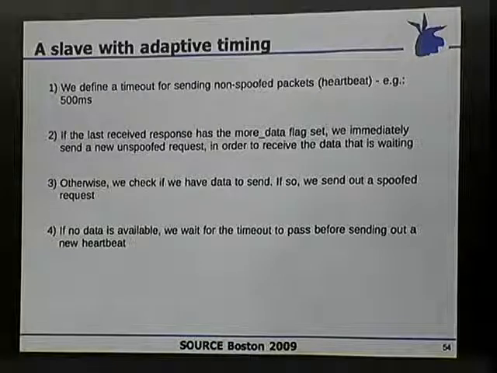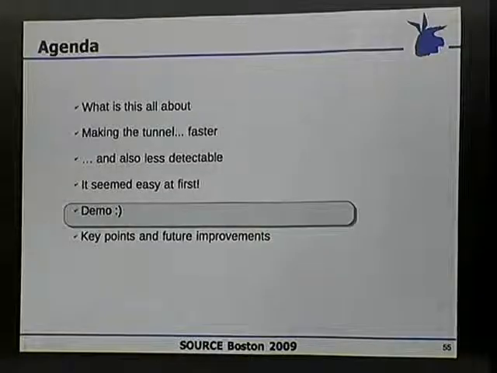And this is basically how it looks like. We call it a heartbeat. The slave, by default, would send a request, an unspoofed request, of course, every 500 milliseconds. If the response he received last has the more data flag set, he would immediately send another request and get more data from the master. If that flag is not set, he would just wait another 500 milliseconds and then send a request. It's adaptive timing. We make our tunnel very dynamic, and we can control the amount of requests basically sent.